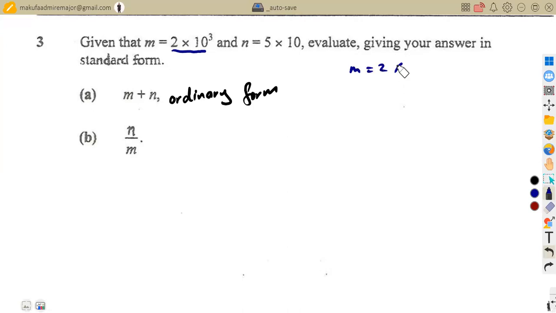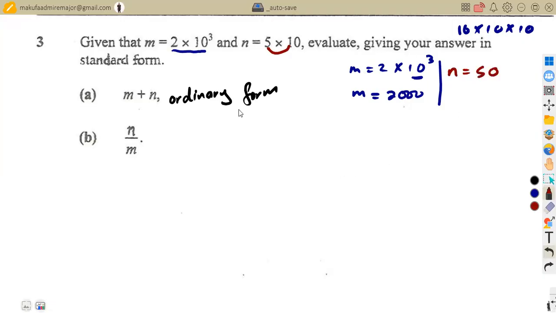m is equal to 2 times 10 to the exponent of 3, meaning we are multiplying by 1,000. 10 to the exponent of 3 is 10 times 10 times 10, that's 1,000. So we are simply going to obtain 2 times 1,000, which is 2,000. We move on to n. n is 5 times 10. This one is direct. 5 times 10 is going to be 50 in this case. All right, so we are going to add our terms. As I'm saying, it's easier when dealing with addition and subtraction to add these in ordinary form. So let us add and see.